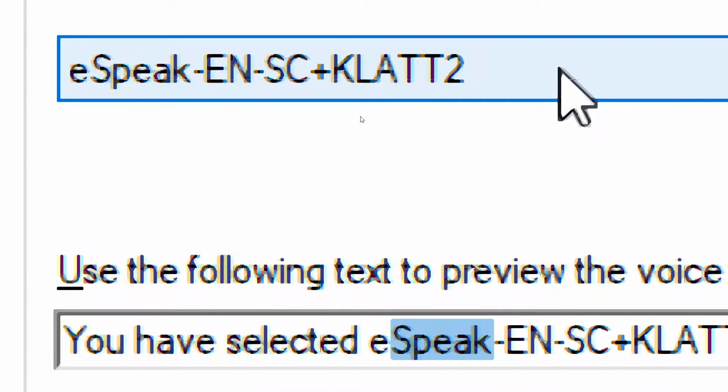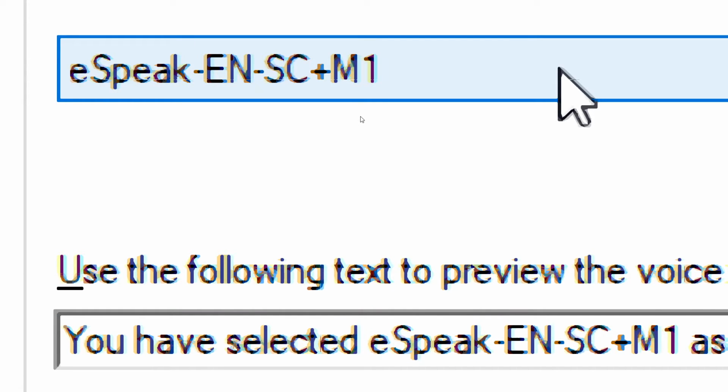You have selected eSpeak ENSC plus CLAT 2, CLAT 3, and CLAT 4 as the computer's default voice, in turn. You have selected eSpeak ENSC plus M1 as the computer's default voice. You have selected eSpeak ENSC plus M2 as the computer's default voice.